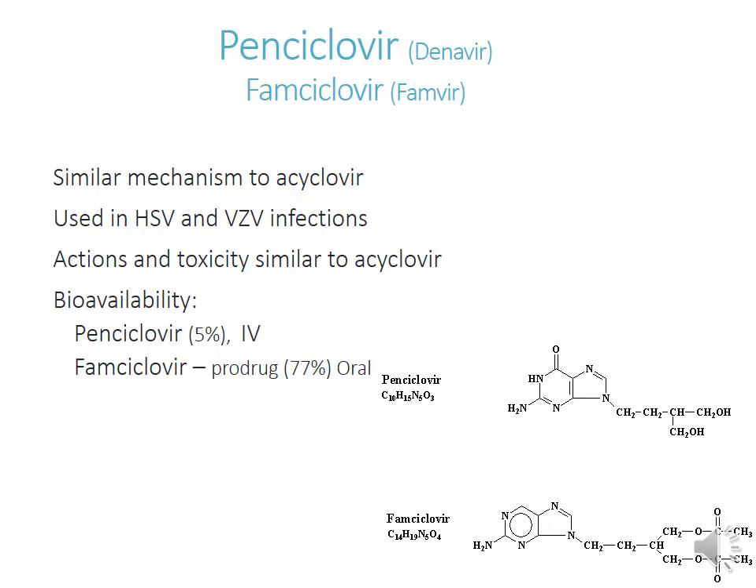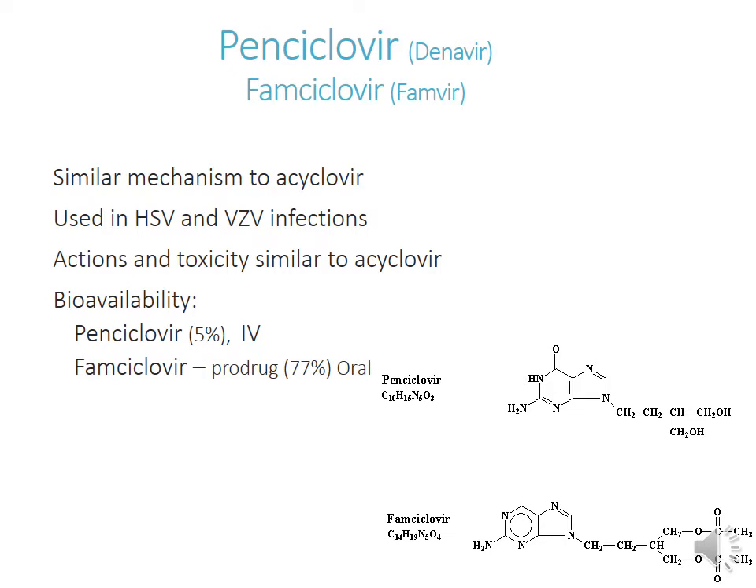Similarly, we have famciclovir and penciclovir. Again, very similar mechanism, just gets incorporated into the viral DNA but prevents any more elongation. Very similar toxicity and very similar indication. Note here, penciclovir has such poor bioavailability that we'd only give it IV, whereas famciclovir, being the prodrug, is available to be given orally.